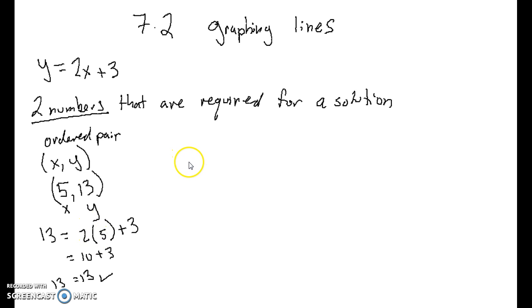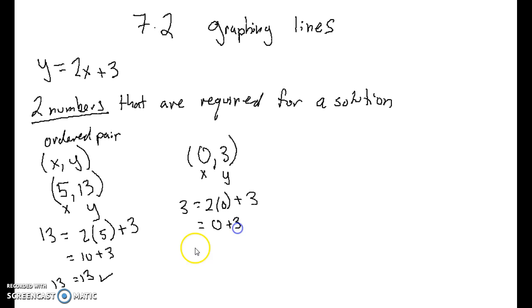But there isn't just one ordered pair that works. There are several ordered pairs. I found another one that works: (0, 3). Let's test this out again. 3 is equal to 2 times 0 plus 3. 2 times 0 is 0, so 3 is equal to 3. Both of these are solutions. That's what we're going to call solutions.